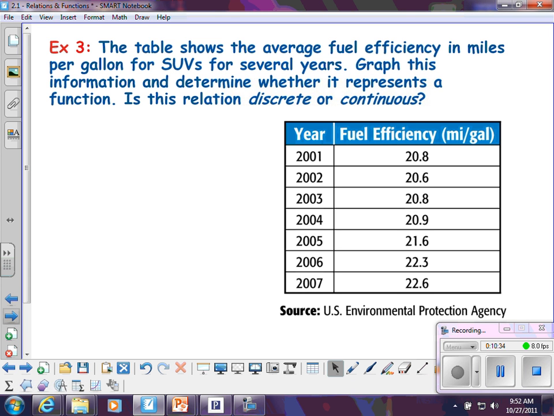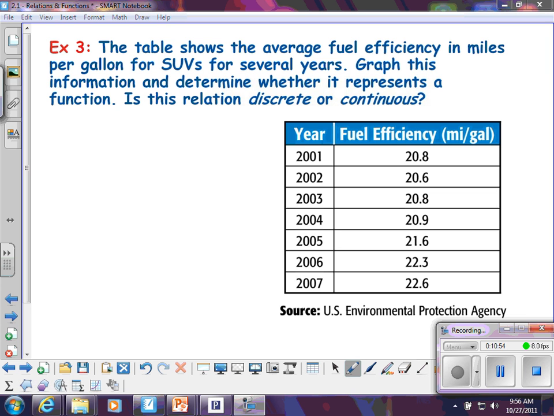Here's the deal. With discrete, you have unique points on a graph. You should be listening to me. For continuous, it's a line. It means it goes on forever, right? Continuous, go on forever. Discrete, unique points. Okay? Okay, copy this down, then we'll do it.